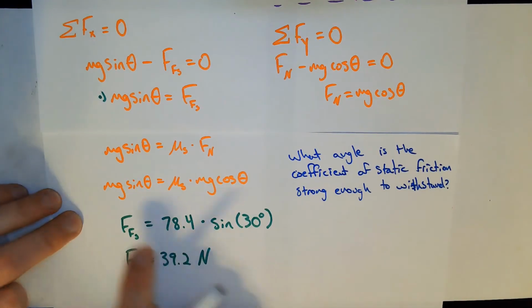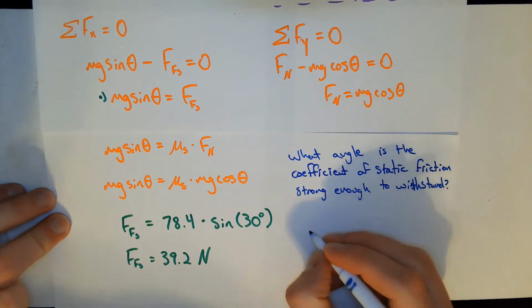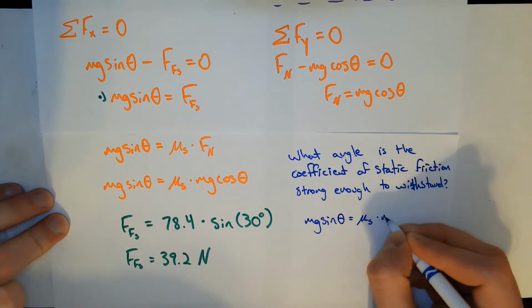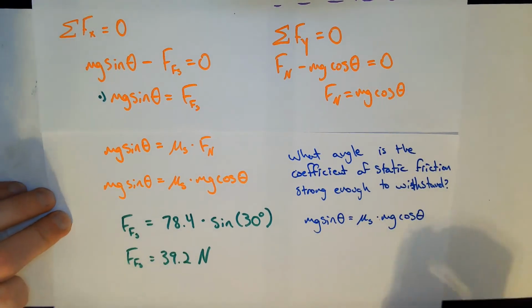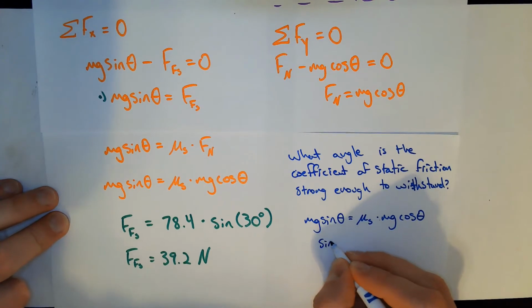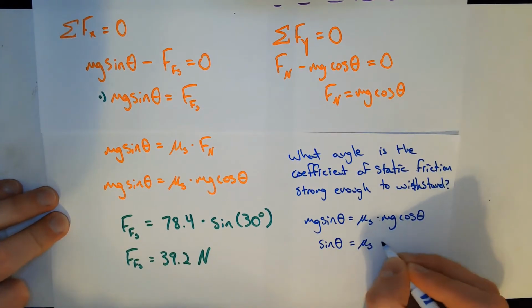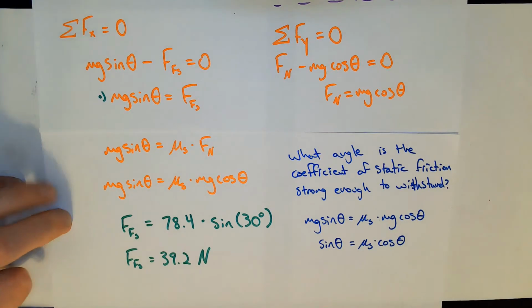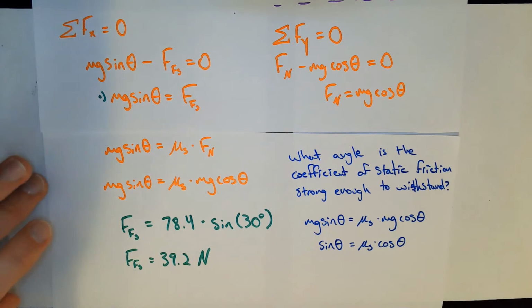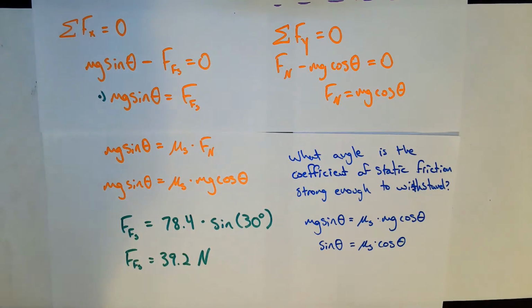Well, you would work from this relationship you got here, mg sine theta equals mu sub s times mg cosine theta. I would go ahead and say mg is going to cancel here. mg doesn't matter. Sine theta equals mu sub s times cosine theta. And I'm given that the coefficient of static friction is 0.25. I'm saying for that coefficient, how steep can the angle get before the object starts to slide?